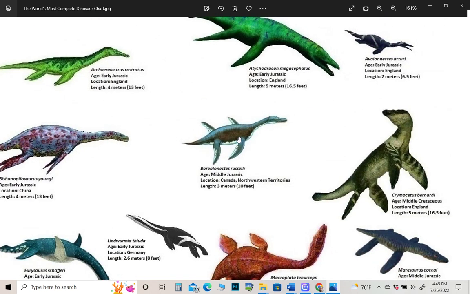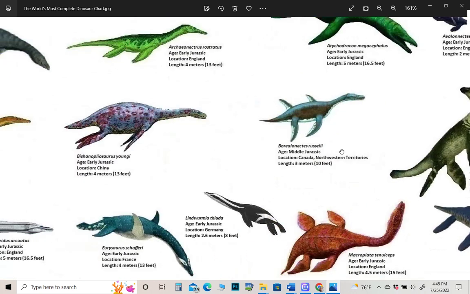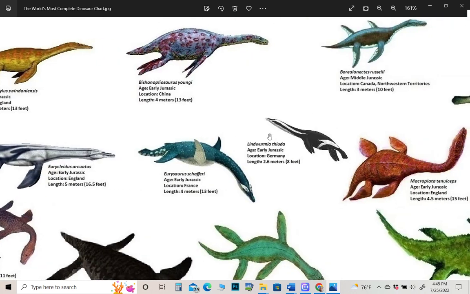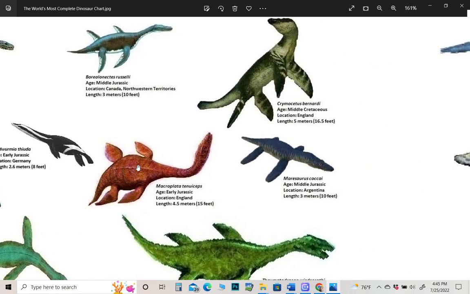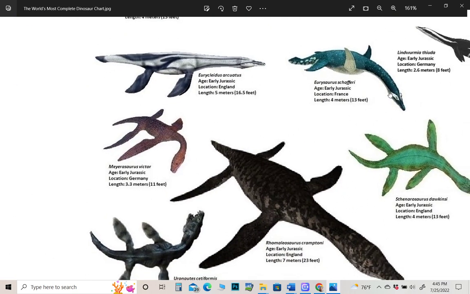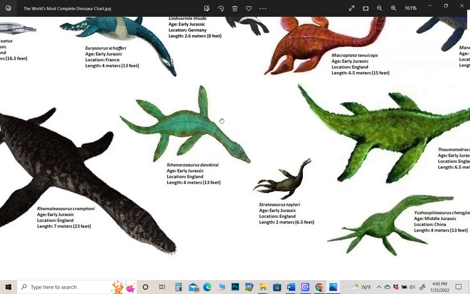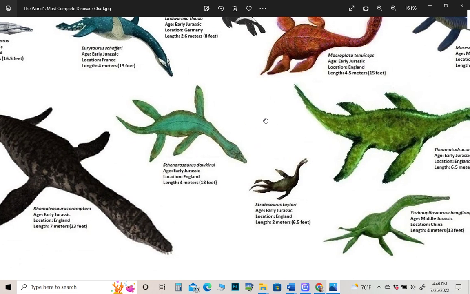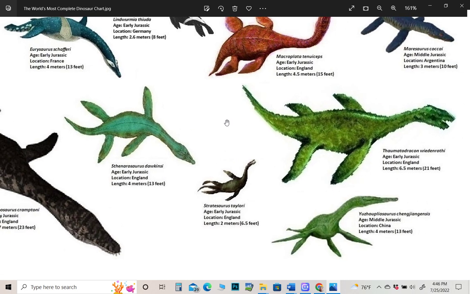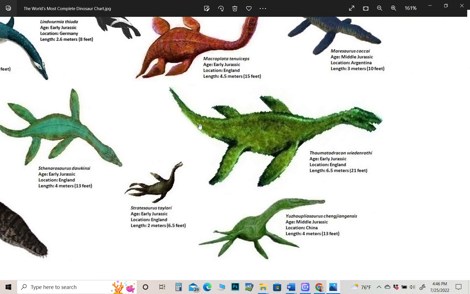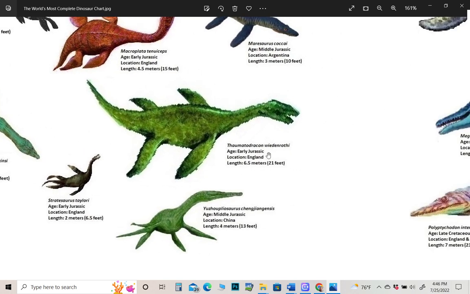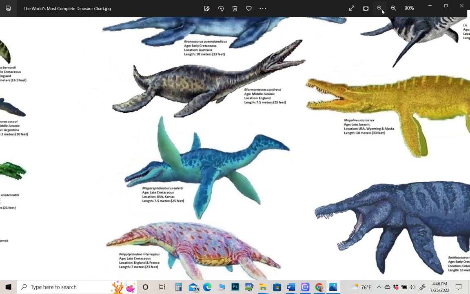Bathyspondylus, Bichanopliosaurus, Borealinectes, Cryomycetus, Euroclitus, Eurysaurus, Lindwormia, Macroplata, Marisaurus, Maiorosaurus, Euronautes, Romaleosaurus, Stenosaurus, Stenarosaurus. Sorry, I got it right the first time, but it's tongue twisty. Stratosaurus, Thaumatrodracon, Eusopliosaurus. Then we go to the pliosaurids proper.